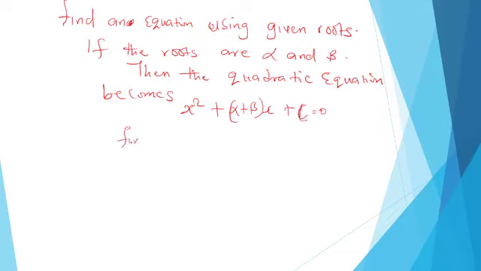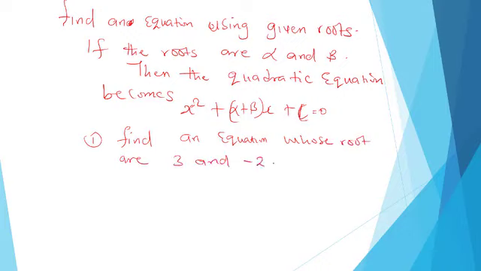So with this, if you're asked to find an equation whose roots are 3 and minus 2, the question becomes the roots are 3 and minus 2. So taking these to the other side, you now have x minus 3 equals 0 and x plus 2 equals 0. So these are the roots.